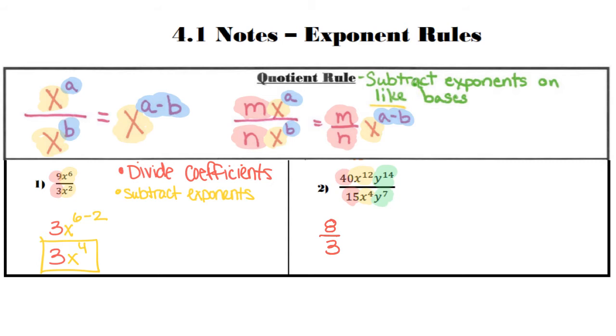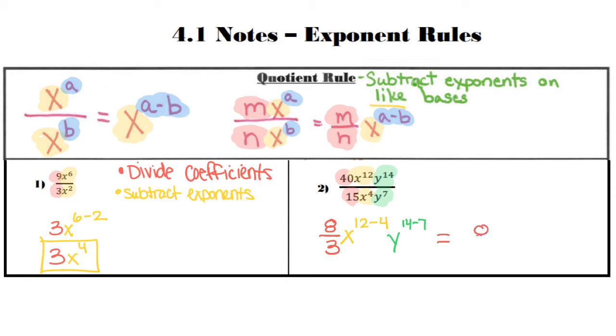Then I'm going to look at my x, and remember we're subtracting those exponents, so we're thinking about 12 minus 4. And same thing with the y. I'm thinking about 14 minus 7, so we're subtracting the exponents. Notice I'm taking the numerator, the top exponent, and then I'm subtracting the exponent in the denominator.